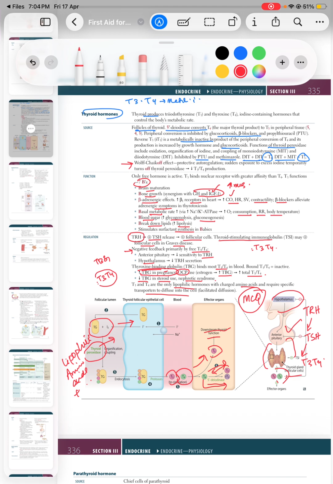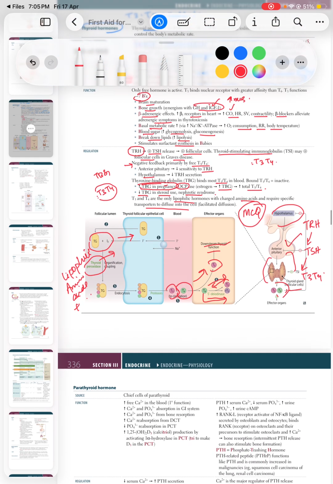Then we have discussed the 7 functions of the thyroid hormones, that is bone growth, and then brain maturation, and then the role in metabolism, that is lipids and glucose, and then its function in the formation of baby surfactants, also its function as beta adrenergics, and also it increases the basal metabolic rate, and regulates the body temperature, O2 consumption, and respiratory rate.